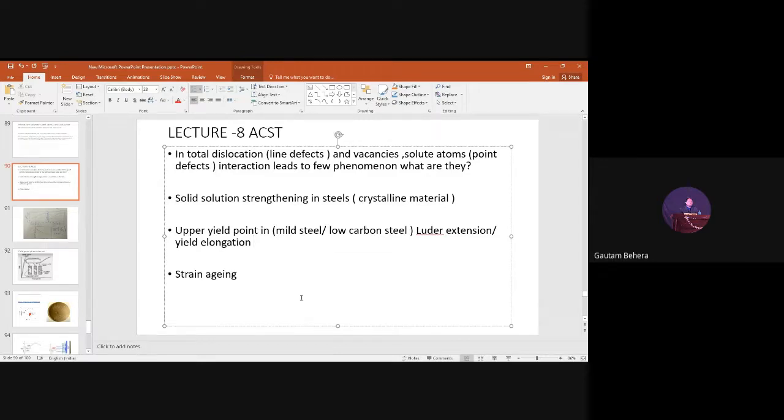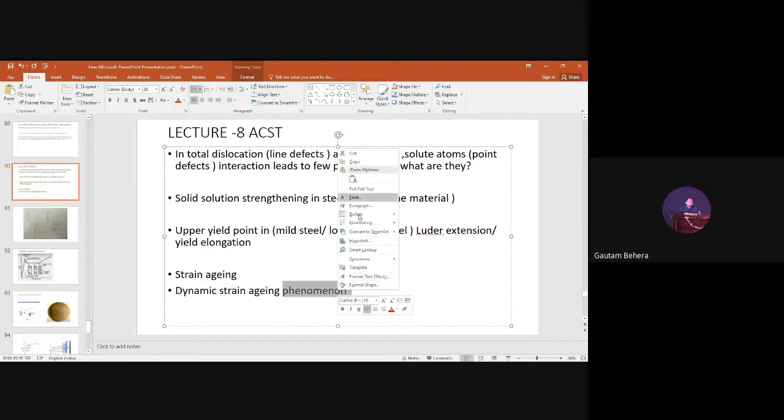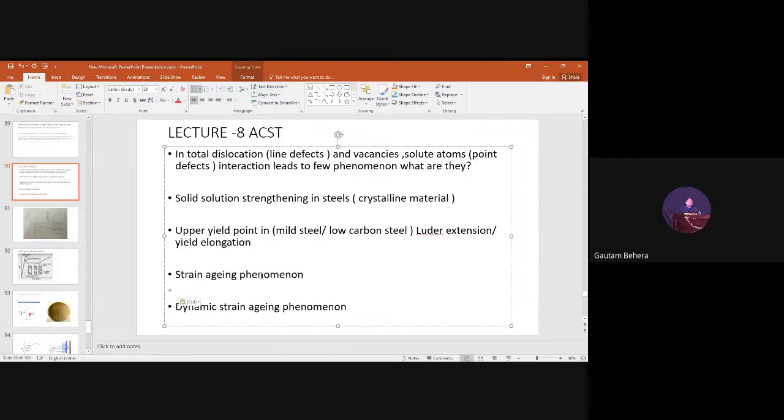And we'll also see the strain aging phenomenon, and one is dynamic strain aging phenomenon. We'll see this kind of thing due to the interaction between solute atoms and dislocations.